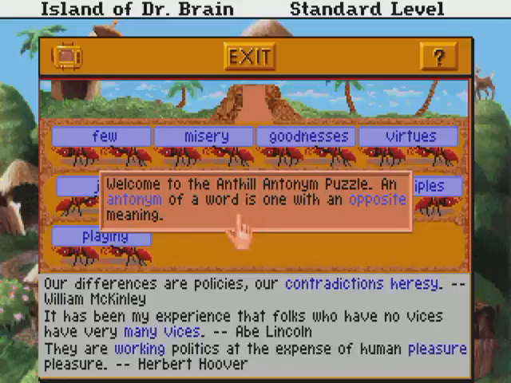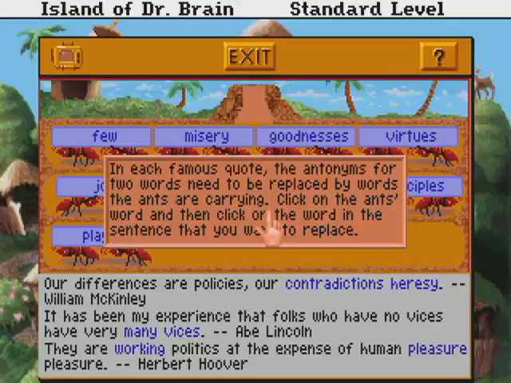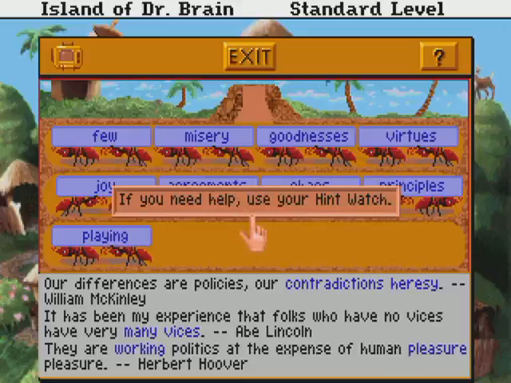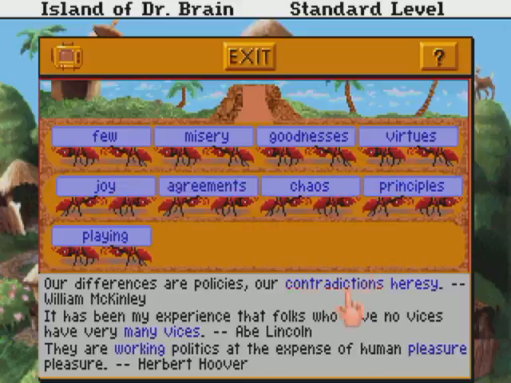An antonym is a word with an opposite meaning. In each famous quote, the antonyms for the 2 words need to be replaced by words the ants are carrying. Click on the ants' words and then click on the words in the sentence that you want to replace. If you need help, use the hint watch.